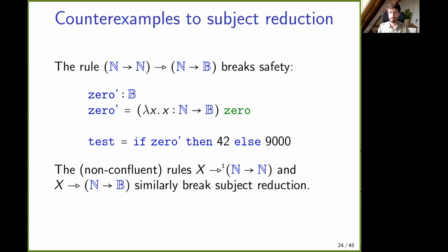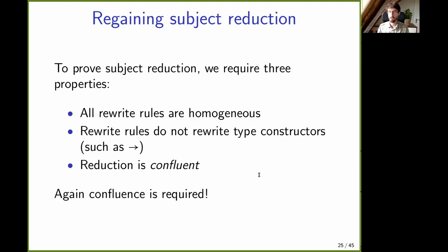And here you can note, well, this is again a non-confluent set of rewrite rules. So this is the second time that confluence turns out to be a key property to making our system really work. Okay, yes. So in summary, to prove subject reduction, we need 3 properties. So first of all the rules need to be homogeneous. So rewrite rules cannot rewrite type constructors, such as the function arrow. And thirdly, we need that rewrite rules are confluent. So again, we need this confluence, like I said.